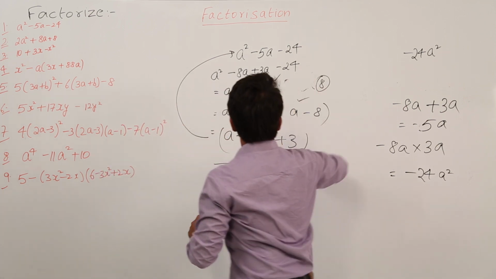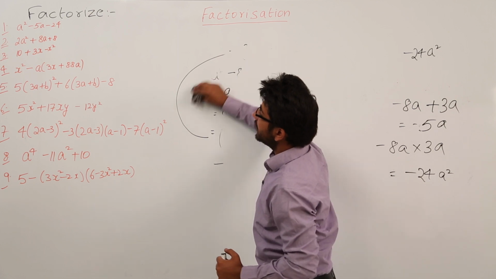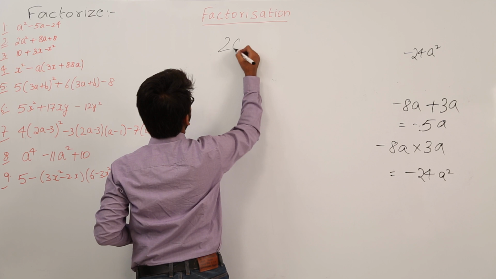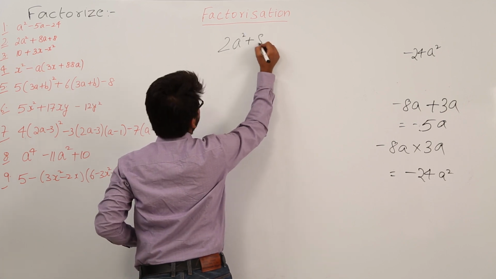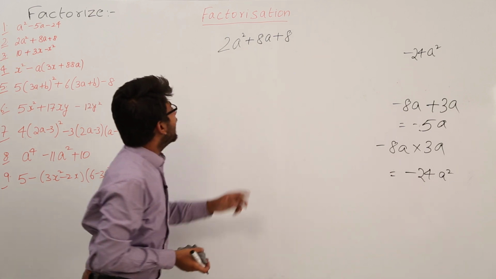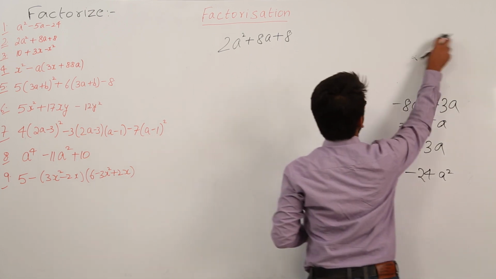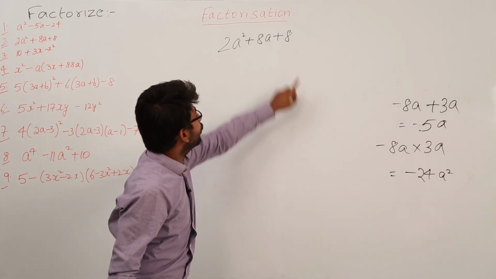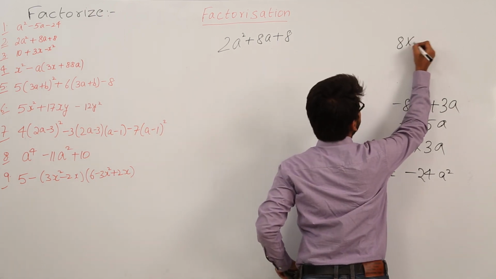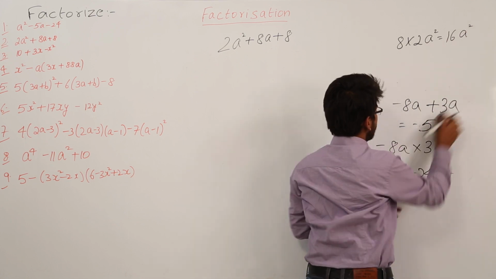Now let us see our second question, which is 2a square plus 8a plus 8. Now let us write the question: 2a square plus 8a plus 8. Now you know that we have to split 8a into two components such that their product is equal to the product of 8 and 2a square. 8 into 2a square is equal to 16a square.